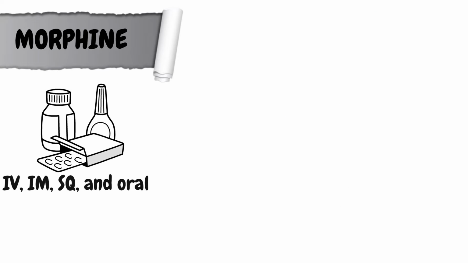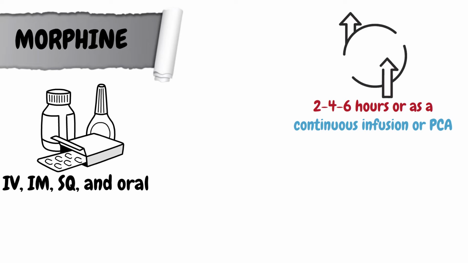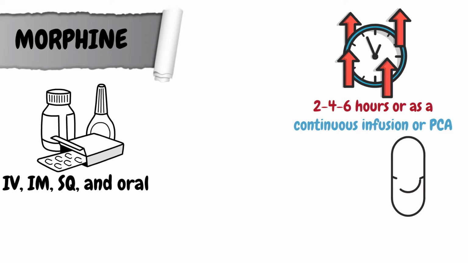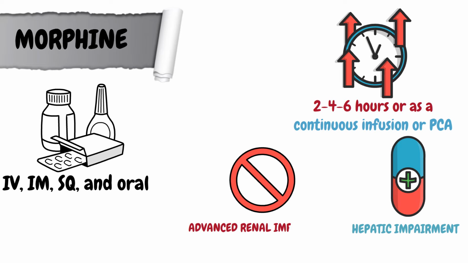Let's move to morphine. Morphine comes in IV, IM, sub-Q, and oral forms. It's given every 2 to 4 to 6 hours as needed, or as a continuous infusion as part of patient control analgesia. It is safe to use in hepatic impairment. Please avoid in advanced renal impairment.